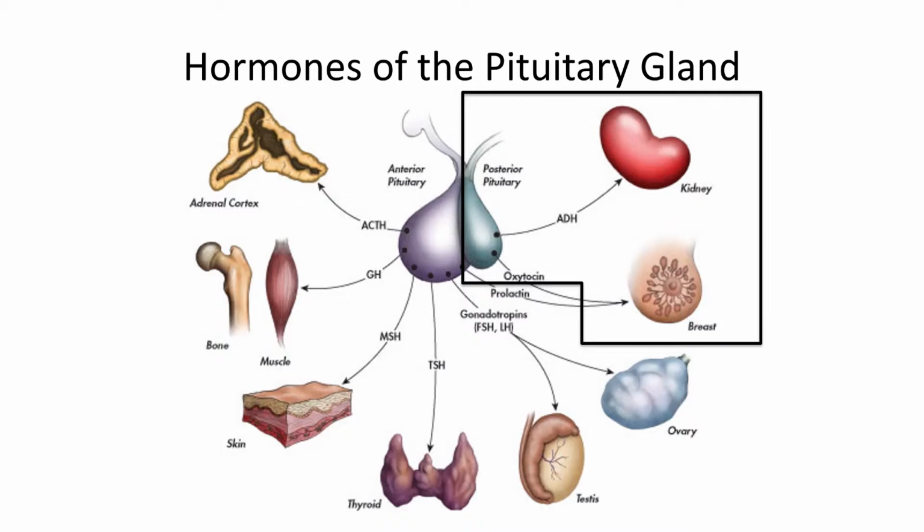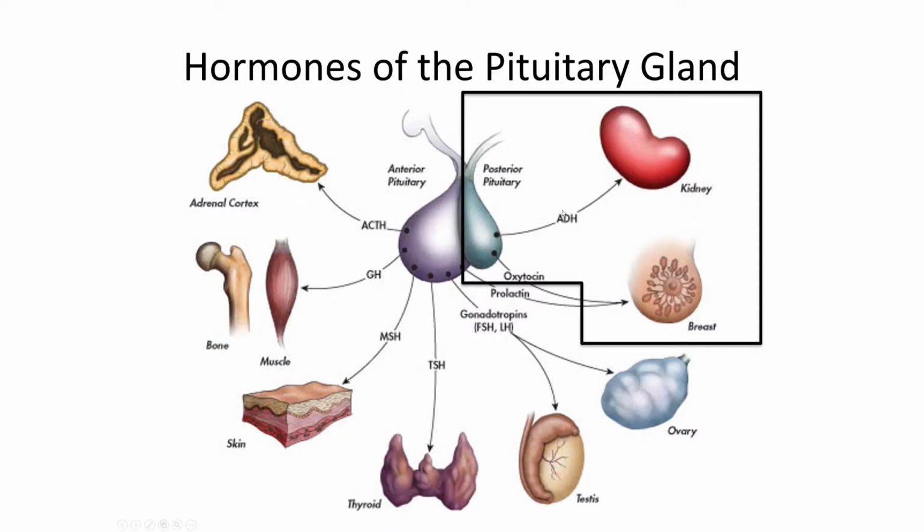Then we have the 7 hormones of the anterior pituitary. So we have adrenocorticotropic hormone, ACTH, which is stimulated by the hypothalamus, which causes a releasing hormone to stimulate the ACTH to be released. We'll talk about that a little bit later. We'll talk in depth about growth hormone, GH. Then we have MSH, or melanocyte stimulating hormone.